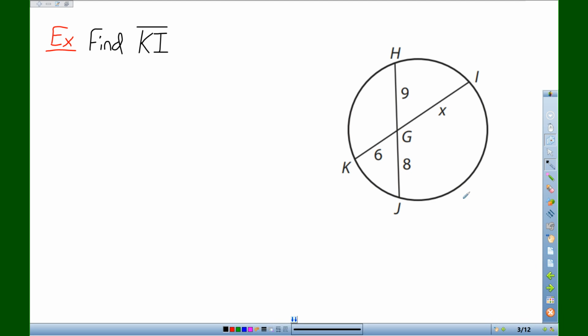So what we have here are, again, two chords crisscrossing. When you go to start these problems, here's one of the chords, here's the other chord. What we're going to be doing is multiplying the two parts of one chord and setting it equal to multiplying the two parts of the other. So let's start by multiplying the two parts of this chord. I'm going to be doing 6 times x, and what that is equal to is multiplying the two parts of the other chord: 9 times 8, or an 8 times 9. You can swap these, it doesn't matter.